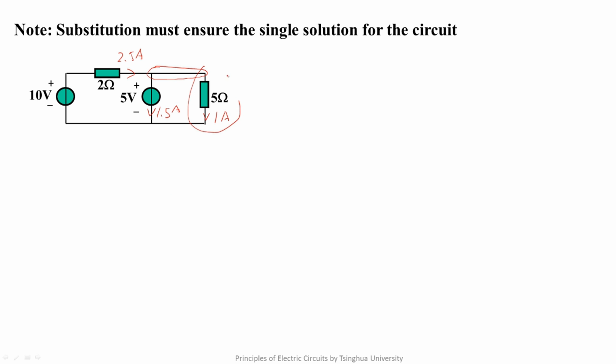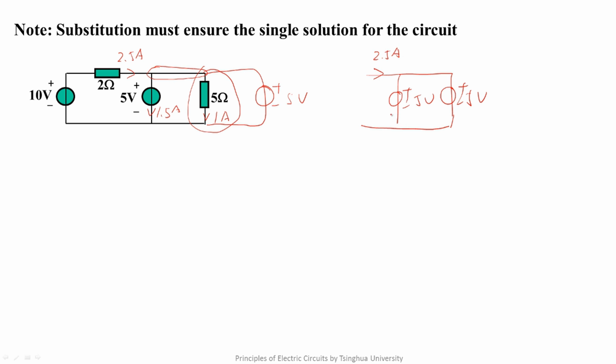If this branch is replaced with a 5 volts voltage source, what's the problem? Although we know the current is 2.5 amperes in this subcircuit, we cannot solve the value of I1 and I2 based on the KCL and KVL in this condition. In other words, the circuit after the substitution doesn't have the single solution.